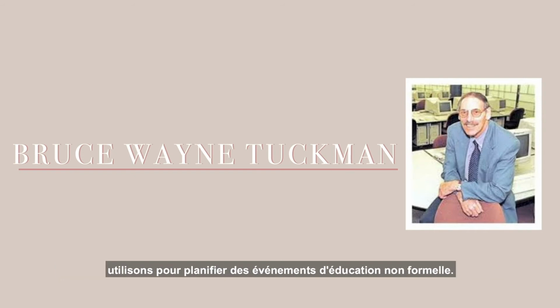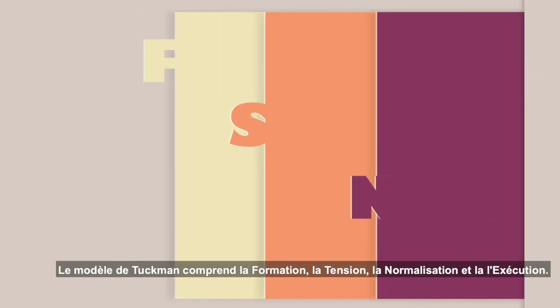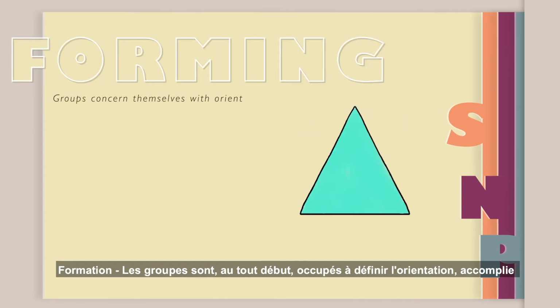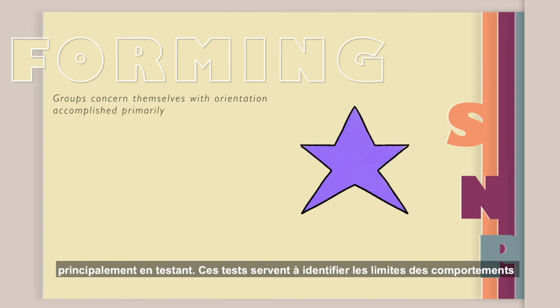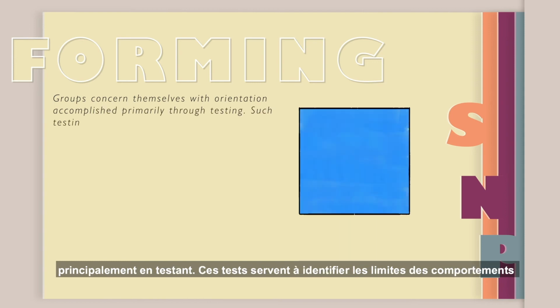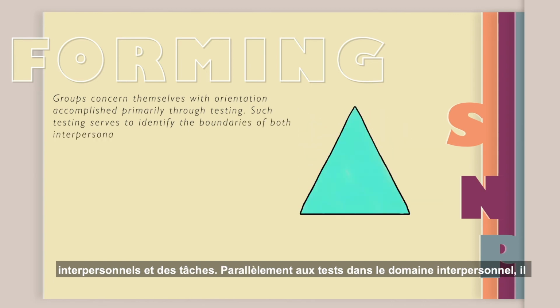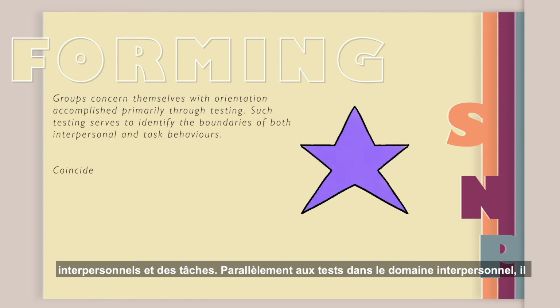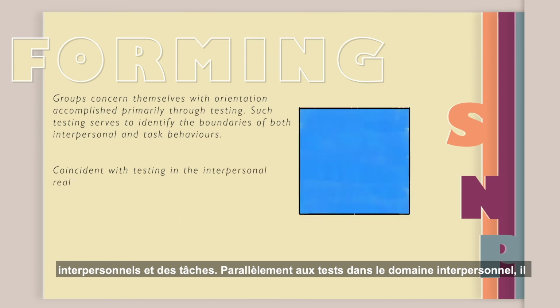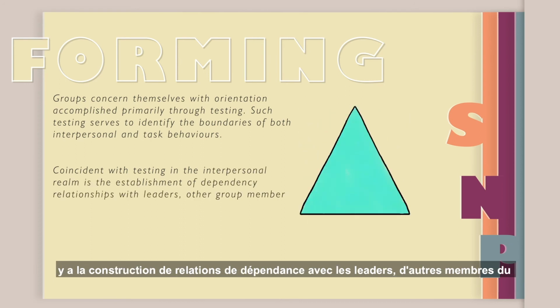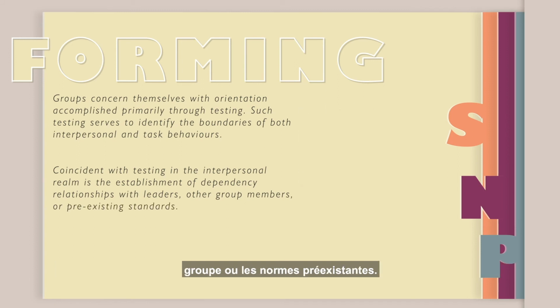Bruce Wayne Tuckman came up with a model for group development, which we use to plan non-formal education events. Tuckman's model consists of forming, storming, norming, and performing. Forming is when the groups concern themselves with orientation, accomplished primarily through testing. Such testing serves to identify the boundaries of both interpersonal and task behaviours. Coincident with testing in the interpersonal realm is the establishment of dependency relationships with leaders, other group members, or pre-existing standards.